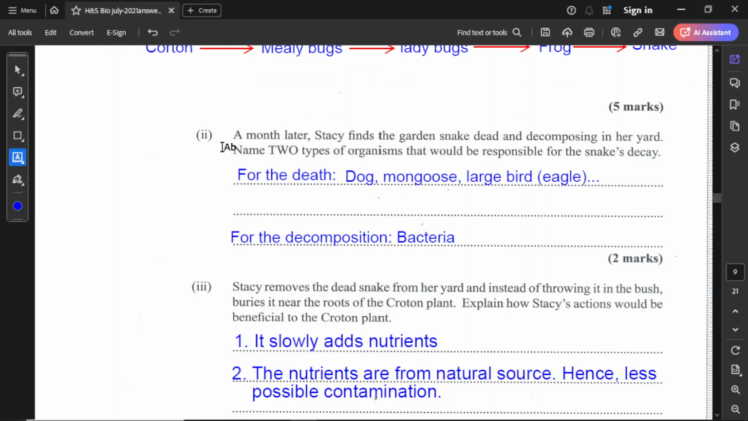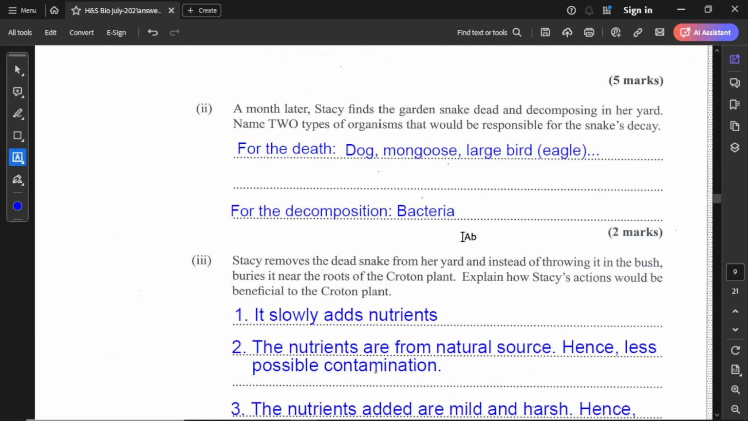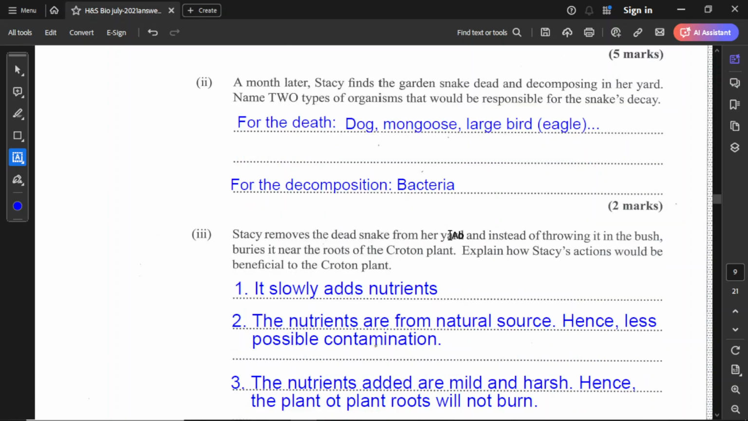All right, next part of question, part 2. A month later, Stacy finds the garden snake dead and decomposing in her yard. Name 2 types of organisms that would be responsible for the snake's decay. All right, and so for the death, really, a dog could cause that. A dog could smash that snake. Mongoose generally will hunt snakes as well. Large birds, especially eagle, depending on where you live. And for the decomposition process, it will be bacteria. All right, so definitely bacteria will cause the decay to happen there.